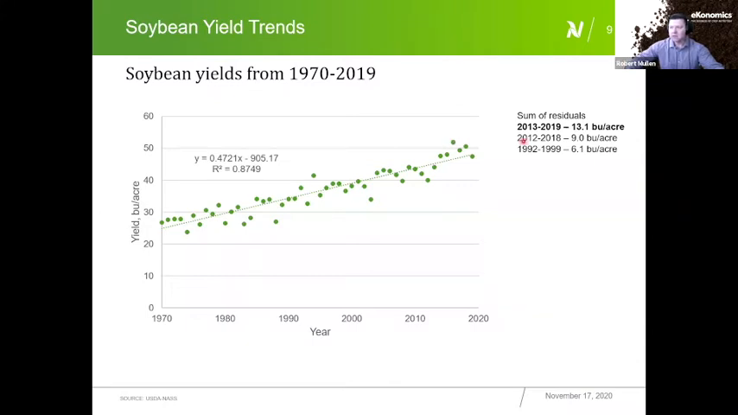But if you look at 2019, our sum of residuals above the trend line, we're 13 bushels above what the trend line would be. That's pretty impressive when you consider the next closest would have been 2012 to 2018, and it was only 9 bushels per acre above the trend line over a 7-year period. And you got to go back to 92 to 99 to get to that 6 bushels per acre. So the yield gains that we've been able to make really since 2010 have been pretty impressive when you compare them to the long-term averages.